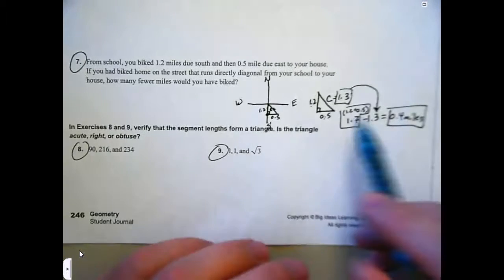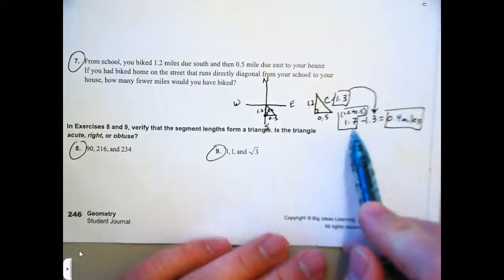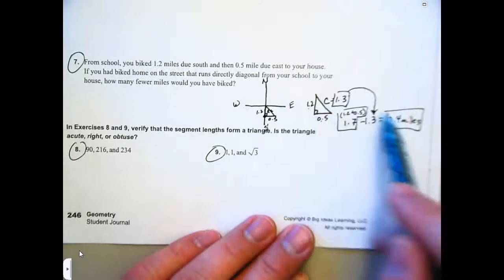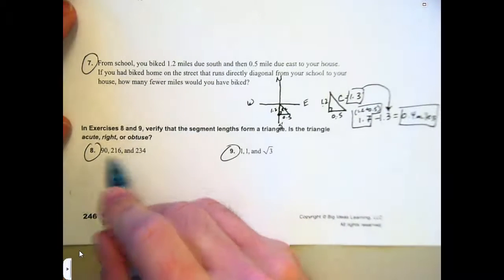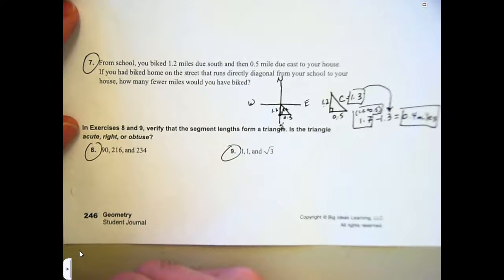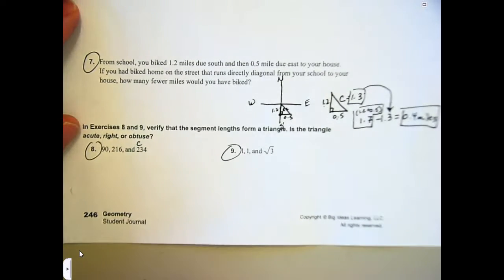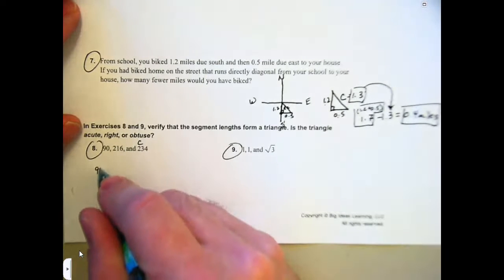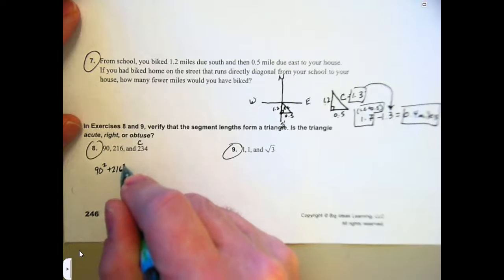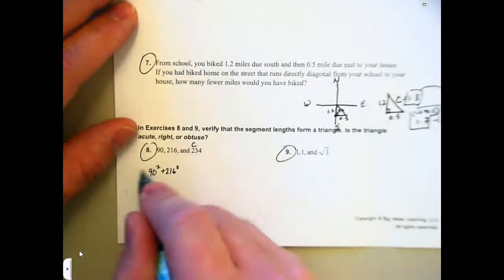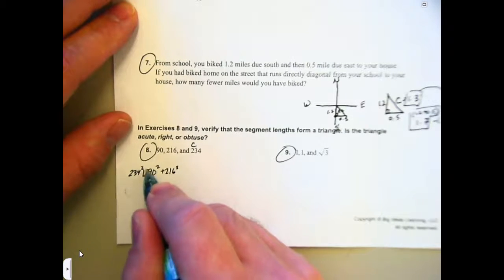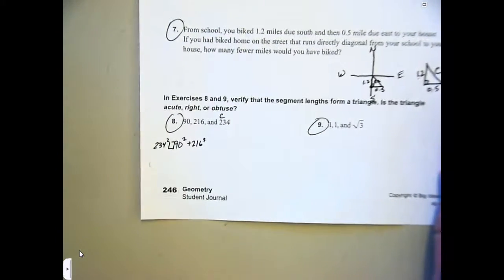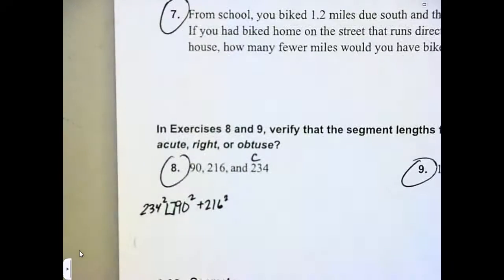Hey guys, there are some questions up here on how we got 1.7. 1.2 and 0.5 is the 1.7. And then a squared plus b squared equals c squared gave you the 1.3 on that one. Hey, which one's C on number 8? Yeah, the biggest one. That's always C. So really, I'm testing 90 squared plus 216 squared. We want to know what 234 squared is compared to those. Is it equal? Is it less than? Is it greater than? That's what we're trying to figure out. So in this case, 234 squared, what's that give us?